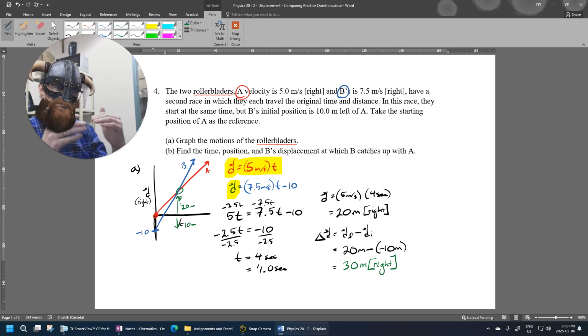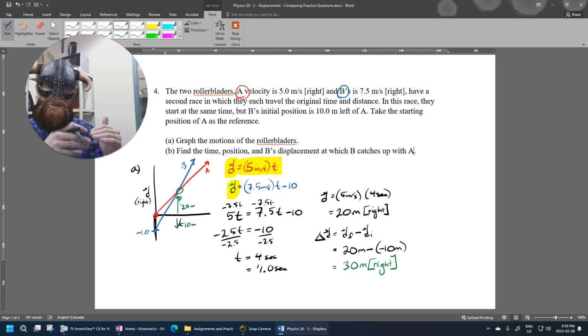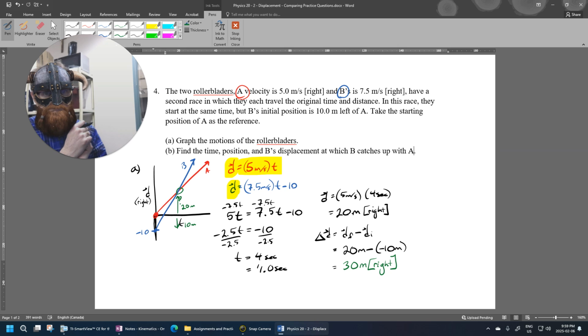So the position in which they caught up to each other was 20 meters from where A started, but B had to move a total of 30 meters to get there. Hope that makes sense.